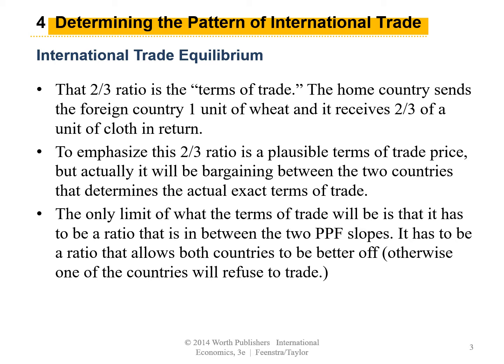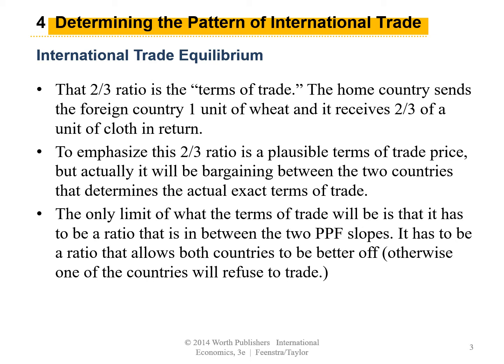So we're assuming the 2/3 ratio just to make the understanding clearer. And the 2/3 choice is somewhat arbitrary. As long as the ratio of trade is in between the slopes of the two countries' PPFs, really the logic is the same. So to keep it simple, we'll pick a plausible number, 2/3, which means the home country sends the foreign country 1 unit of wheat, and in return it receives 2/3 of a unit of cloth.